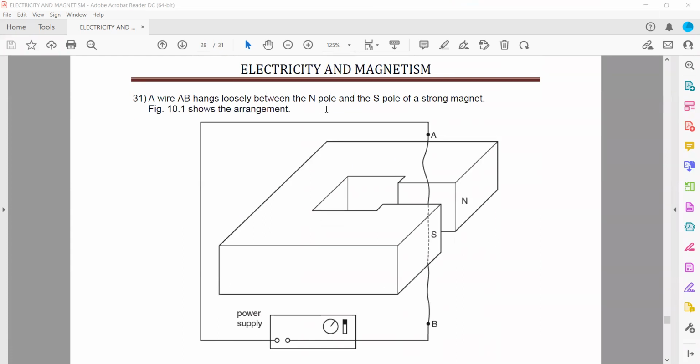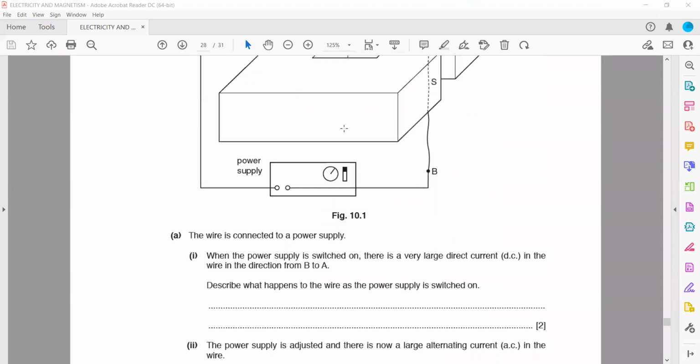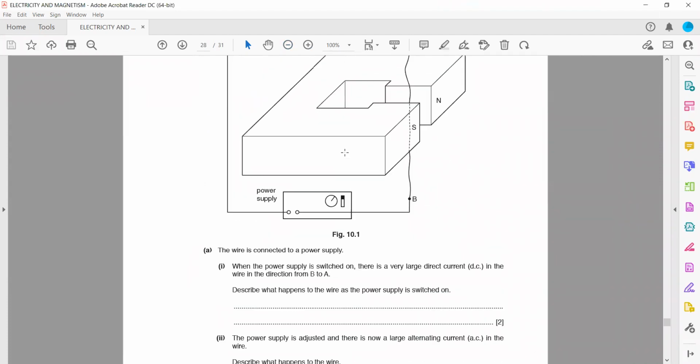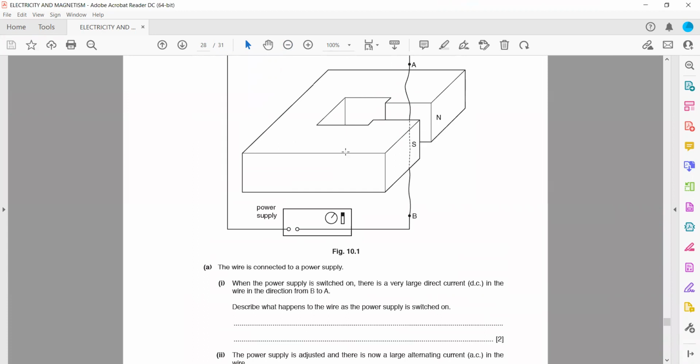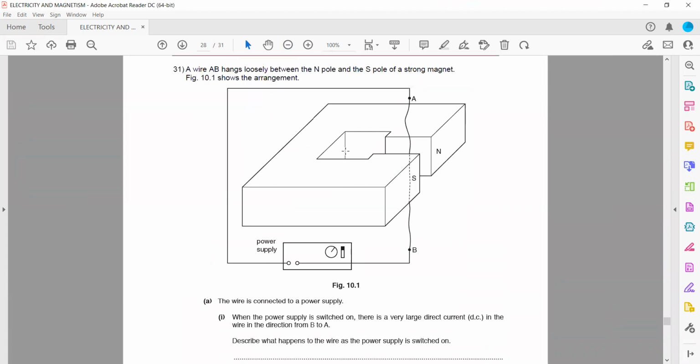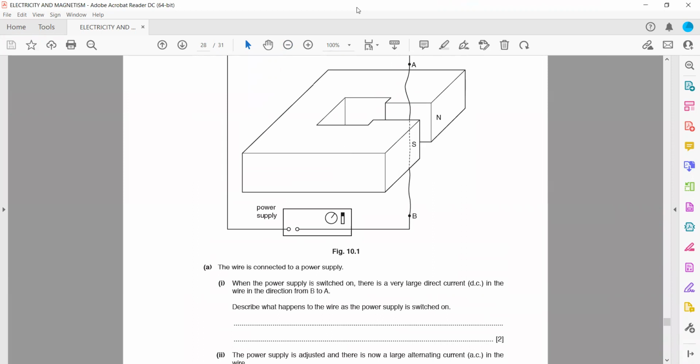When a wire hangs loosely between the poles of a magnet, the wire is connected to a power supply. When the power supply is switched on, there's a large direct current in the direction from B to A. What happened to the wire? So we have to use Fleming's left-hand rule.